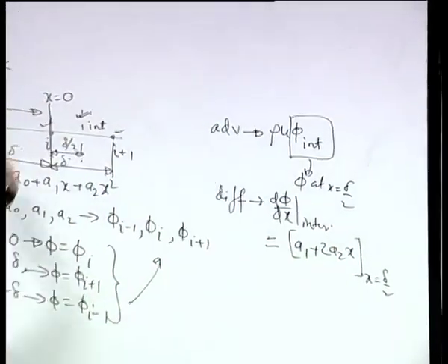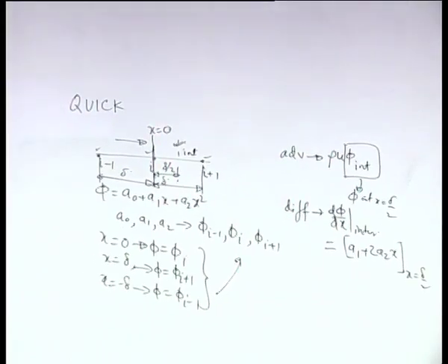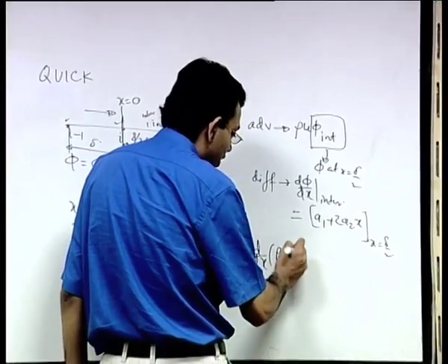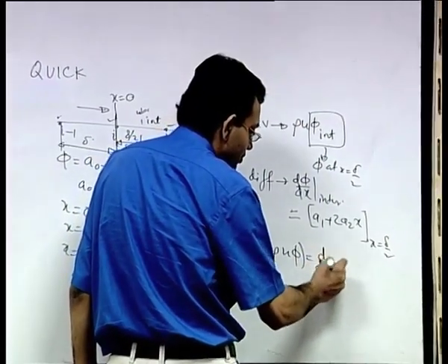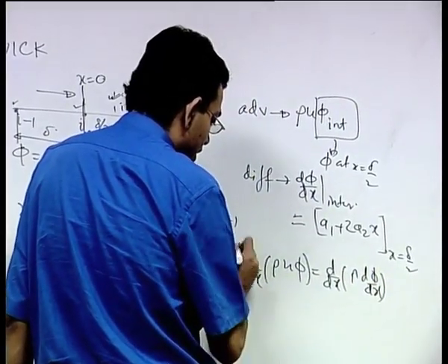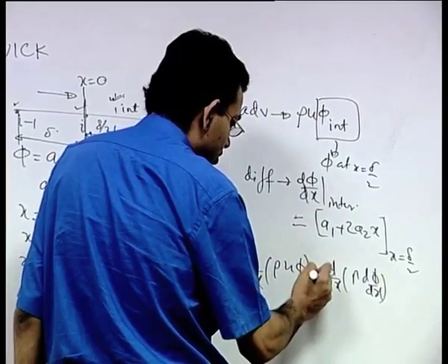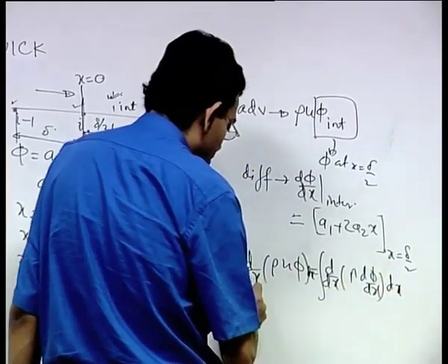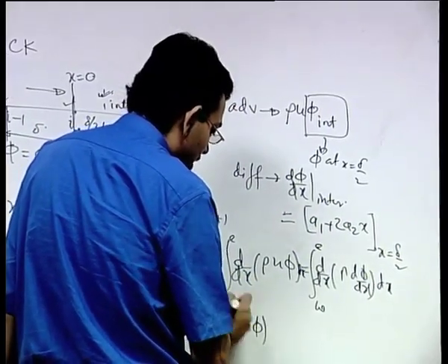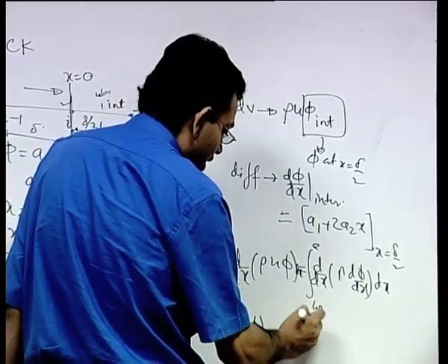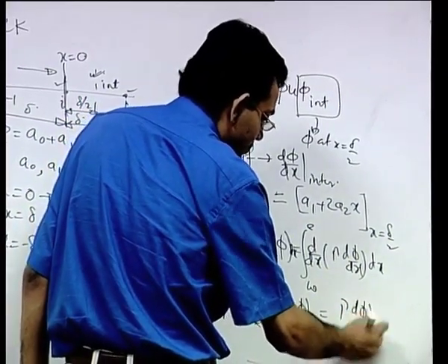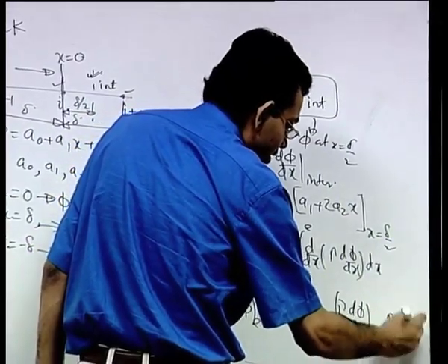So then you can assemble the advection and the diffusion terms in the advection diffusion discretization equation, that is d dx of rho u phi is equal to d dx of gamma d phi dx. So you integrate this from small w to small e. Remember, small w and small e are interfaces. So rho u phi at small e minus rho u phi at small w is equal to gamma d phi dx at small e minus gamma d phi dx at small w.